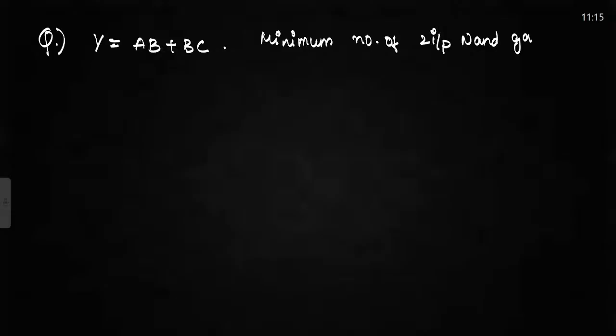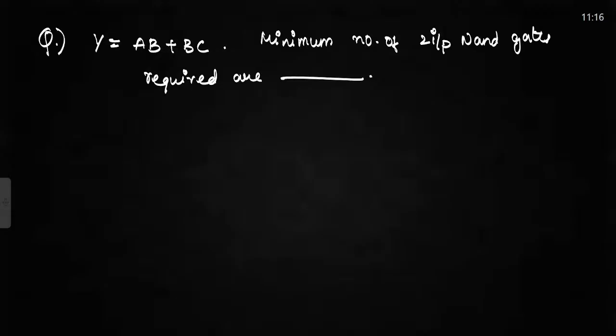Here I am given y is equal to AB plus BC. So my question is, minimum number of two input NAND gates required. So this is my question. Now let us try to understand.